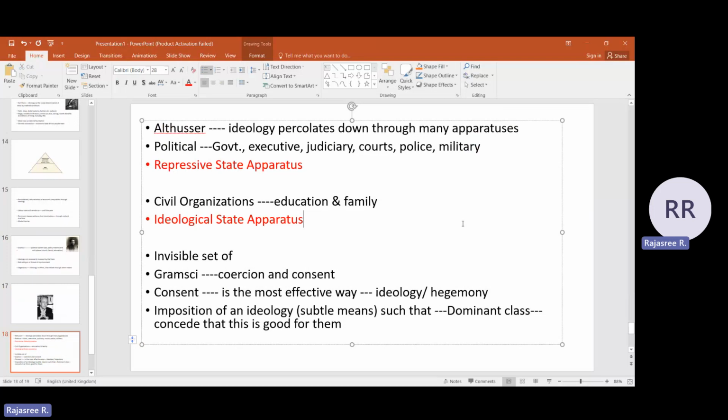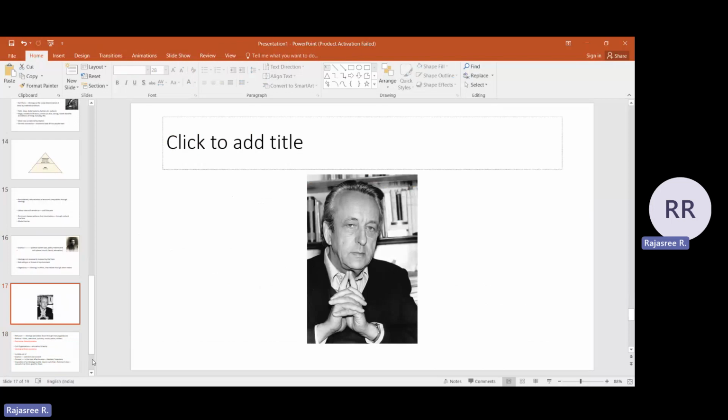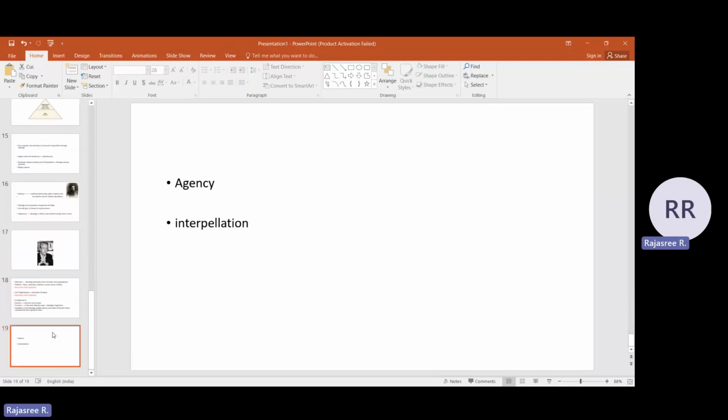Okay, so hegemony is how ideology works in a subtle or invisible way. So this is the ideological state apparatus and repressive state apparatus as explained by Louis Althusser. Next is agency. What is agency? See, agency is actually our power to determine our action and life.